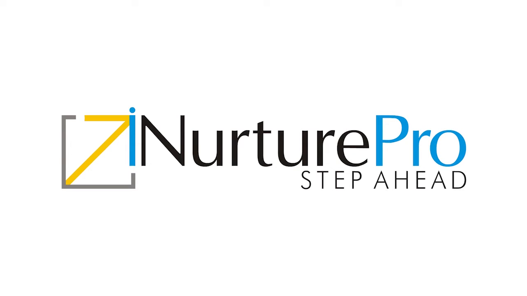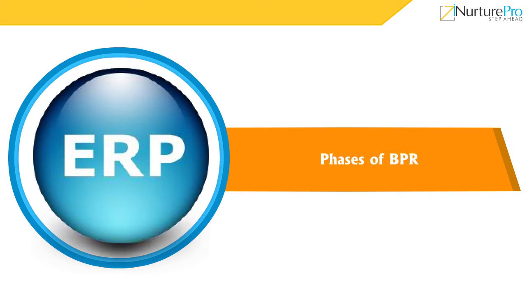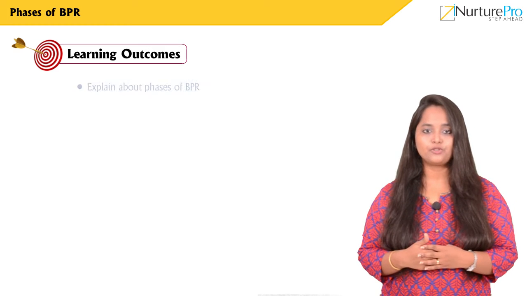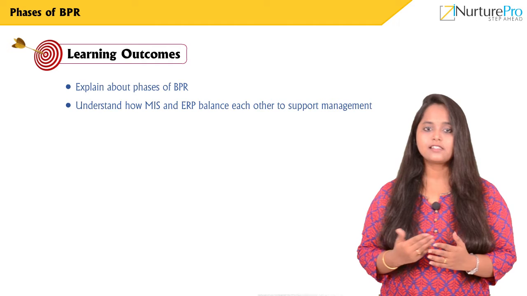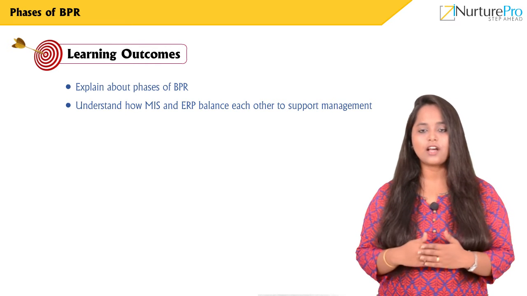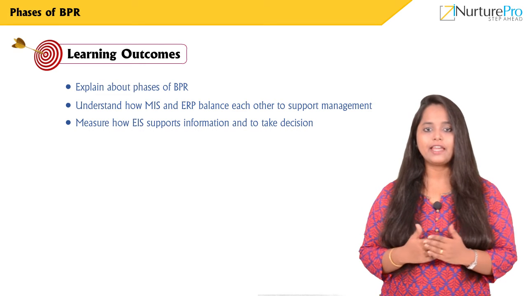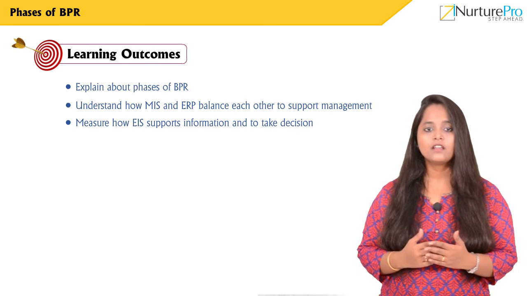In this video, we will discuss the phases of business process re-engineering. At the end of this video, you will be able to explain the phases of BPR, understand how MIS and ERP balance each other to support management, and measure how EIS supports information and decision-making.